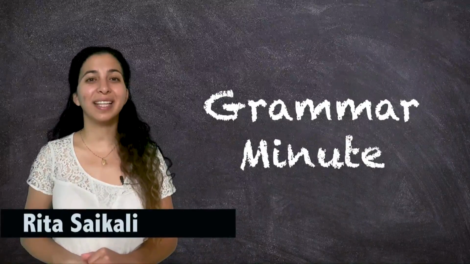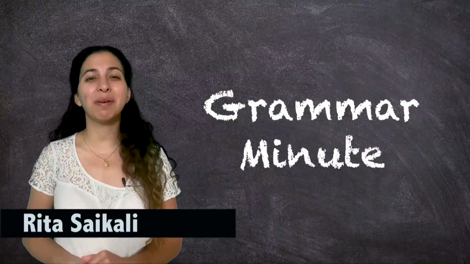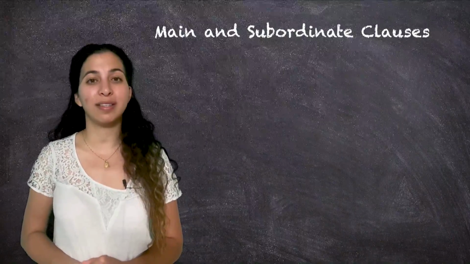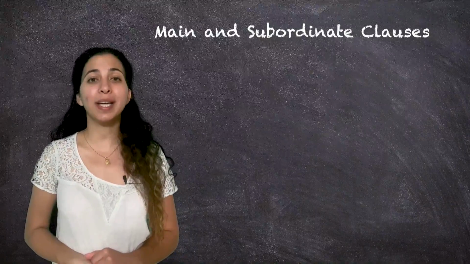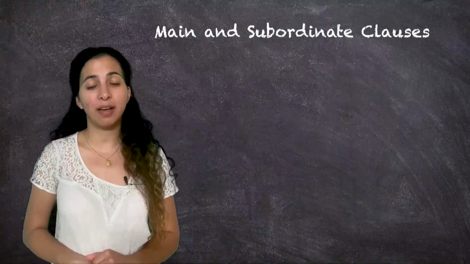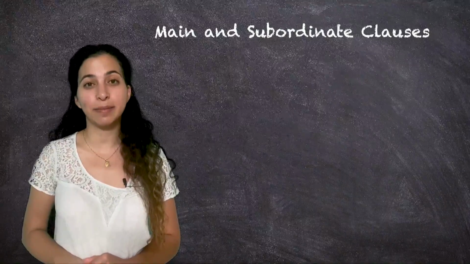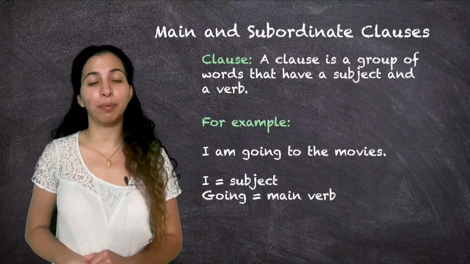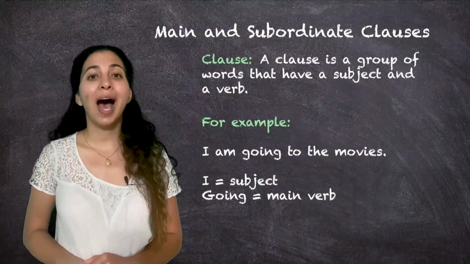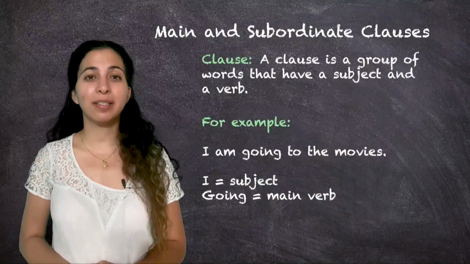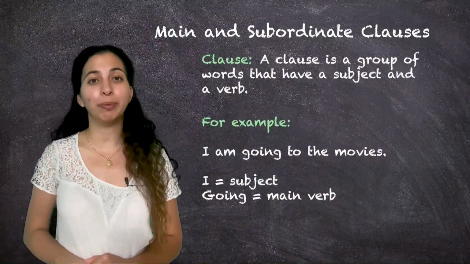I'm Rita Saikali. In today's episode, we will be talking about main and subordinate clauses. Before we talk about these clauses, we must understand what a clause is. A clause is a group of words that has a subject and a verb. For example, I'm going to the movies. I is the subject, going is the main verb.